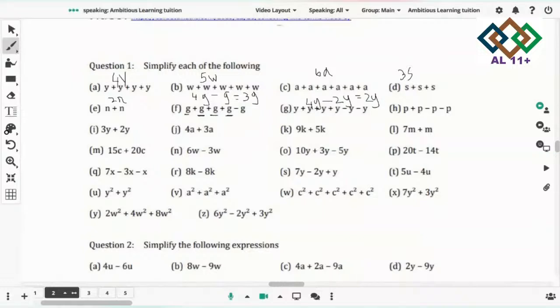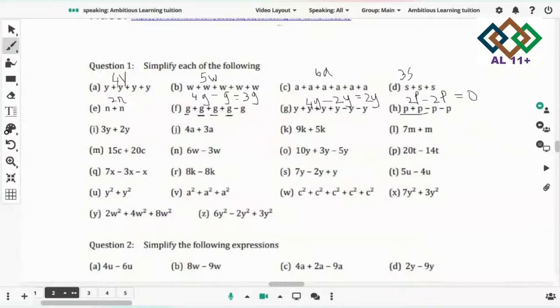Let me just put some of your answers, what you guys are doing. And the next one is p plus p, that's 2p minus 2p. So you have 2p minus 2p. So you have 2p and you're minusing it with 2p. So what do you think the answer would be? 2p minus 2p, that would be 0. So answer for number H would be 0.